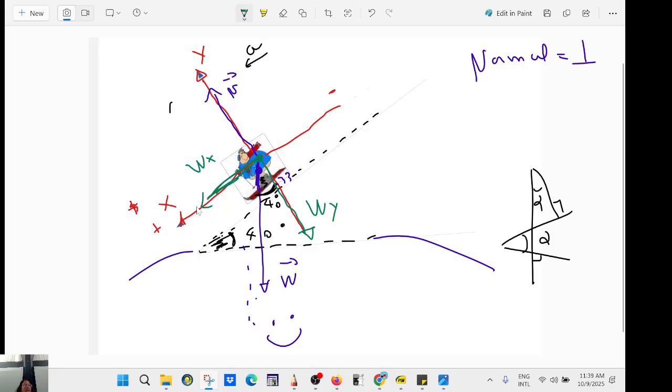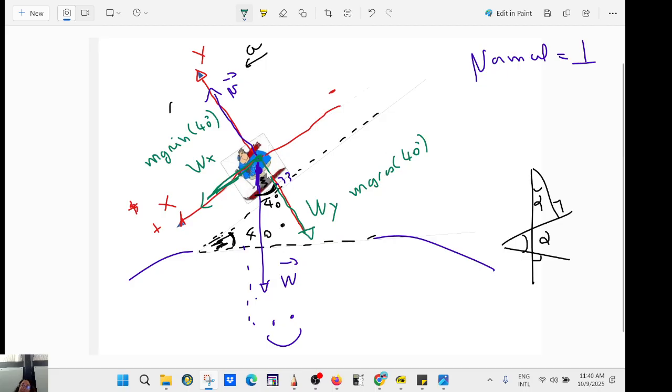You with me? And then you memorize that the x component of the weight is mg sine of whatever angle you have here, and the y component of the weight is mg cosine. I mean, if you're good, you can see which will be sine, but it's better to memorize because then you don't have to lose time. You memorize it. You agree?